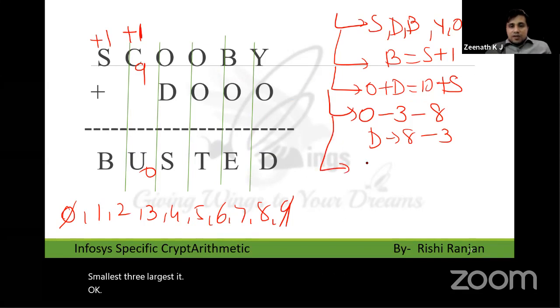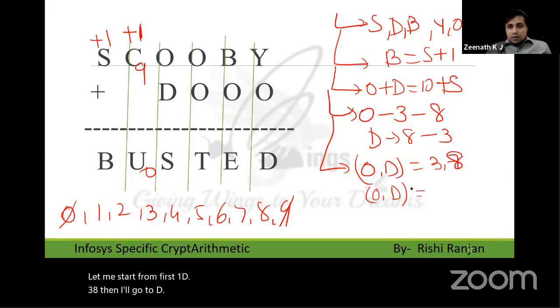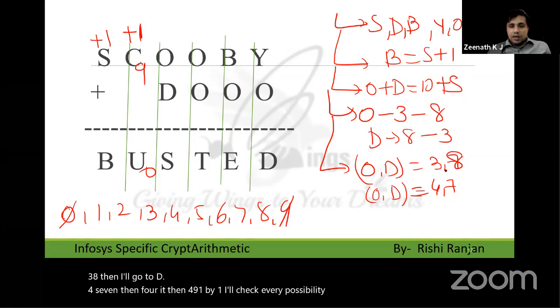Okay. Let me start from the first one. O, D, 3, 8. Then I'll go to O, D, 47, then 48, then 49. One by one, I'll check every possibility. Okay, let's start with OD 38.